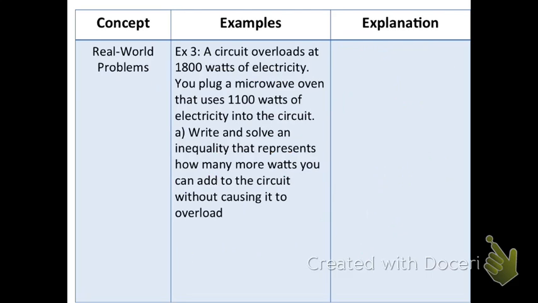So let's think about what this is asking. The first thing I realize is that we have a variable, an unknown, and that unknown is how many more watts we can add to the circuit before it overloads. So I'm going to let W be the number of watts that can be added to the circuit.